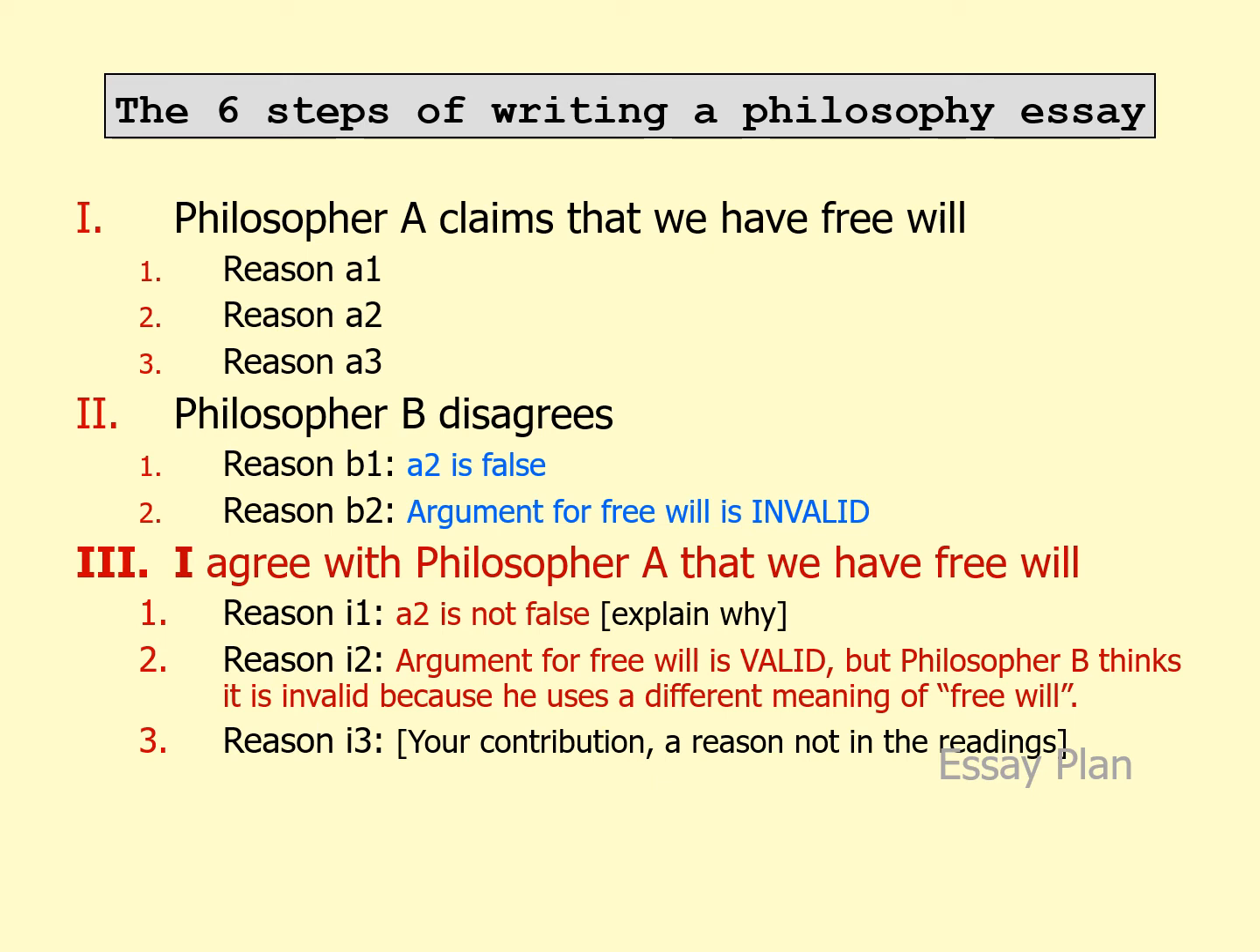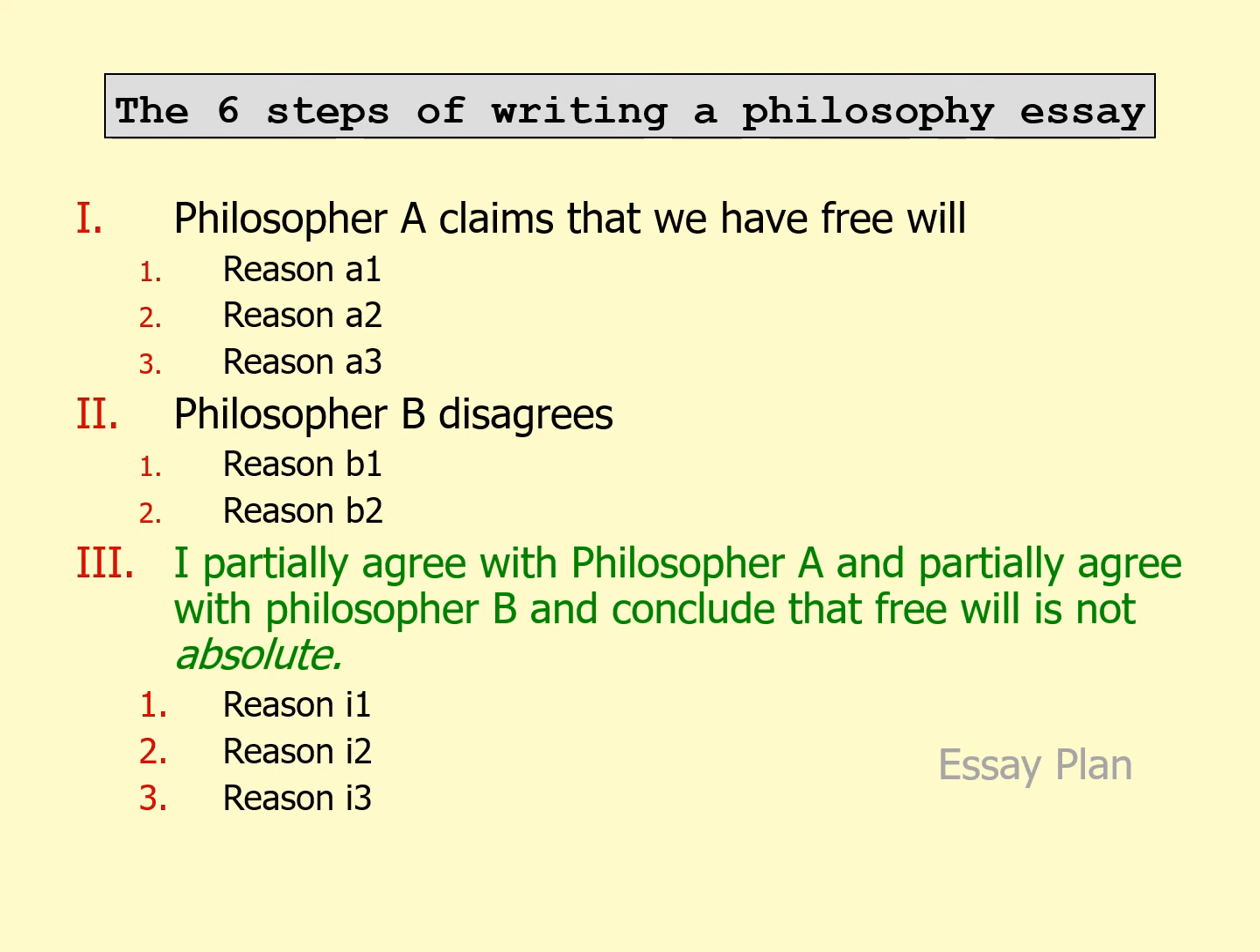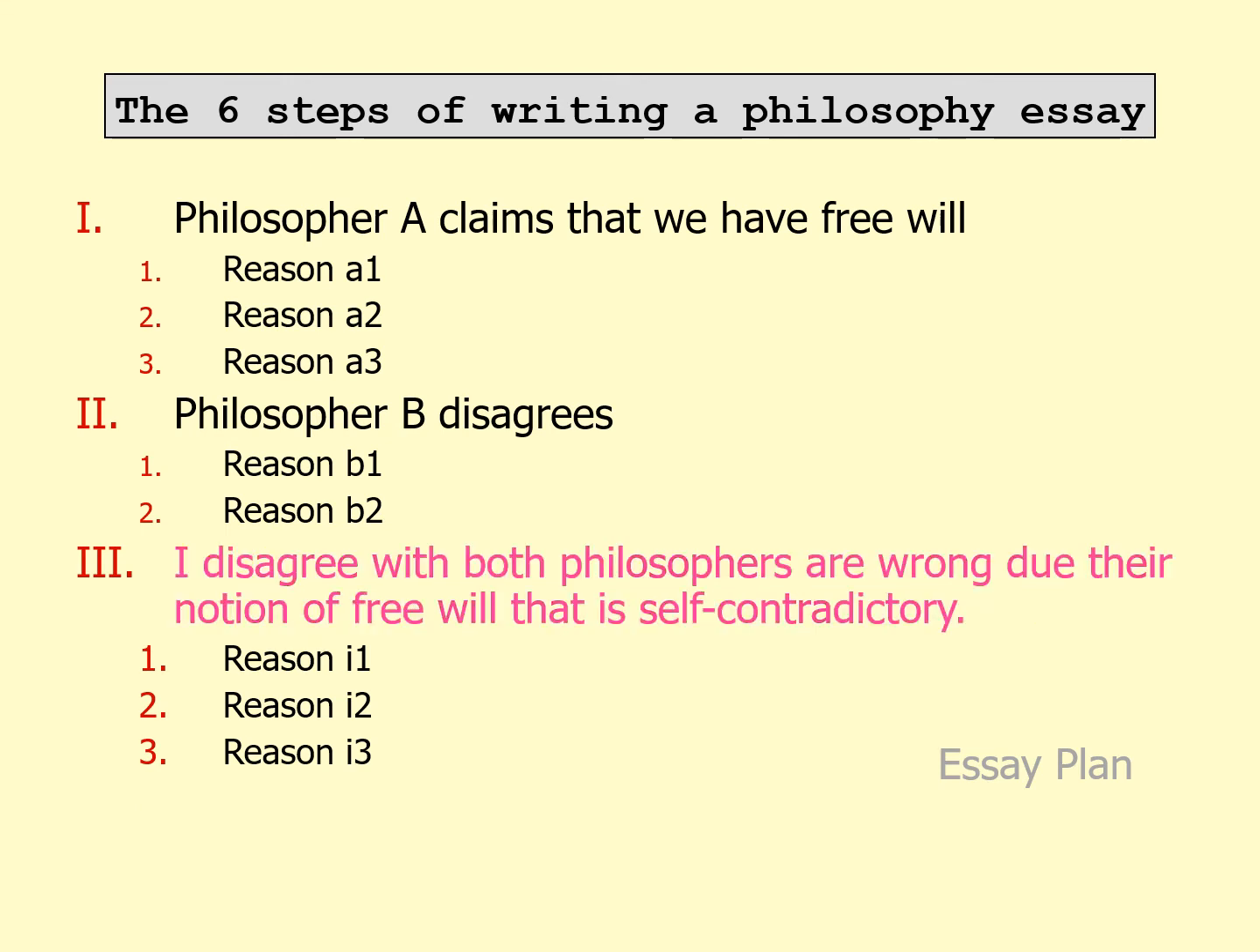But the above is only one example. Perhaps you instead agree with B. I've taken out example reasons here to prevent distraction from what I want to draw your attention to. To give another example, perhaps you think that the truth is somewhere between A's and B's position. Or you think that both are wrong and you have a third solution.